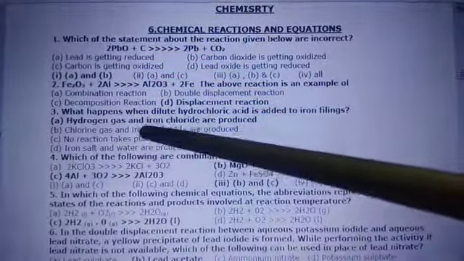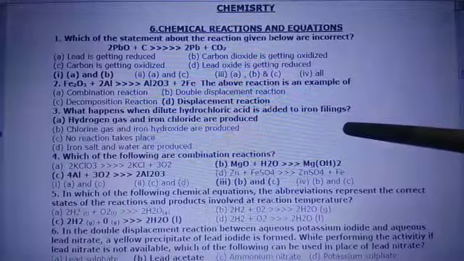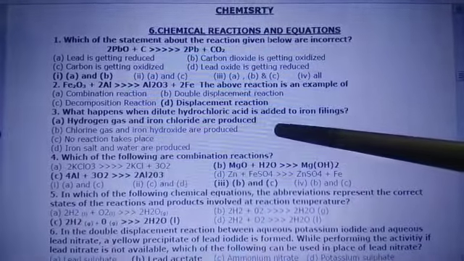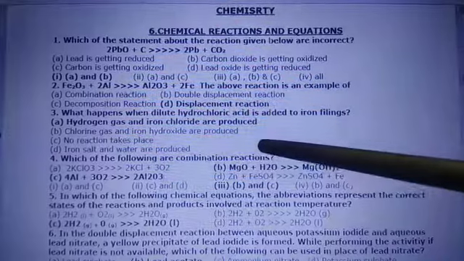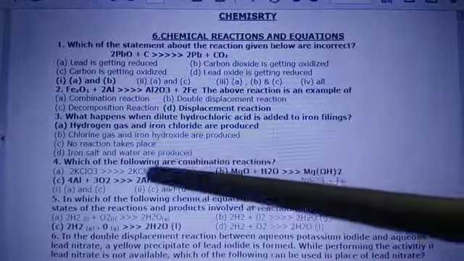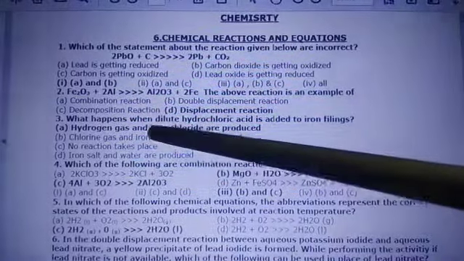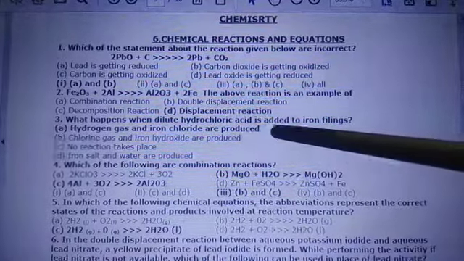Third one, what happens when dilute hydrochloric acid is added to iron filings? A. Hydrogen gas and iron chloride are produced. B. Chlorine gas and iron hydroxide are produced. C. No reaction takes place. D. Iron, salt and water are produced. The correct answer is A. Hydrogen gas and iron chloride are produced.